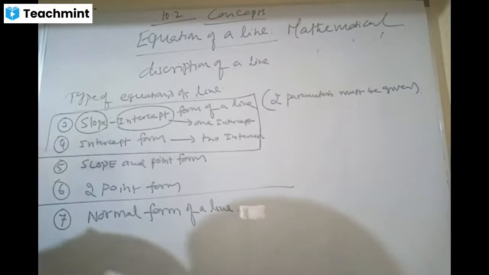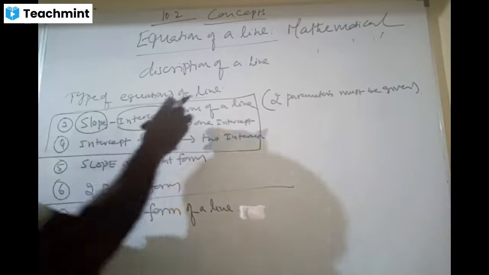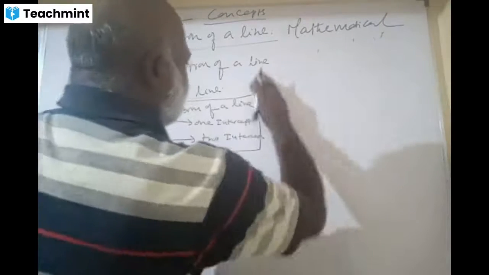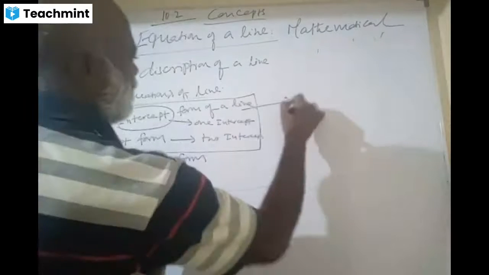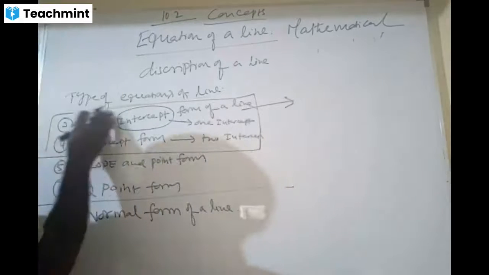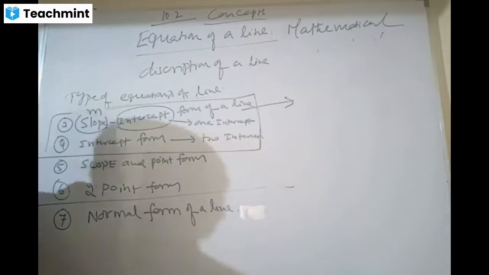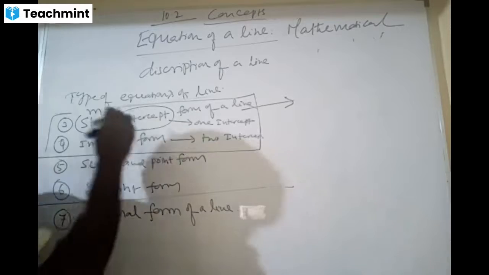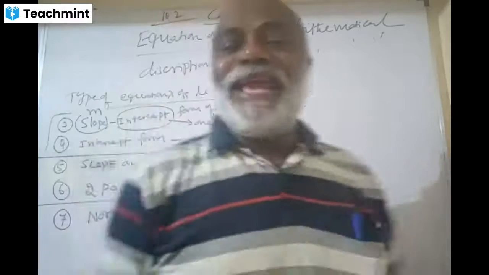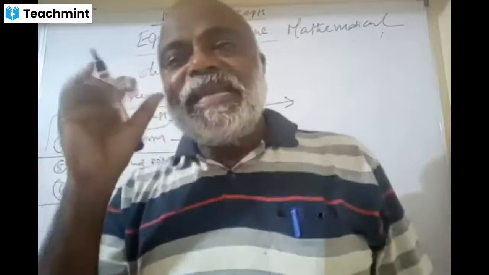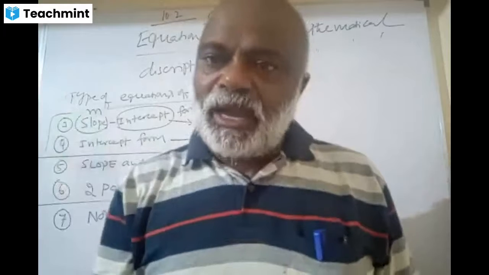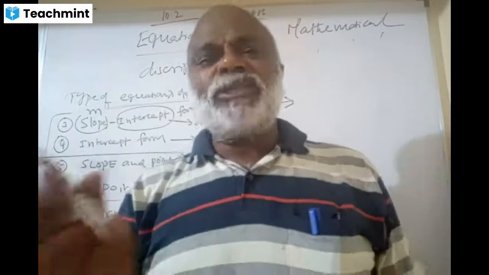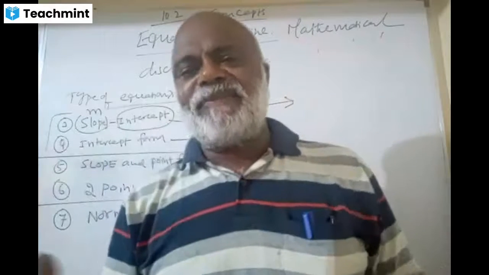Right. So please write down. I will give each one first formula. First one is slope intercept form. We know that slope is denoted by M. The intercept, what do you mean by intercept? Is it y-intercept or is it x-intercept? There are only two axes, x-axis and y-axis.